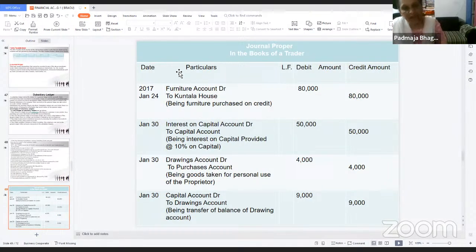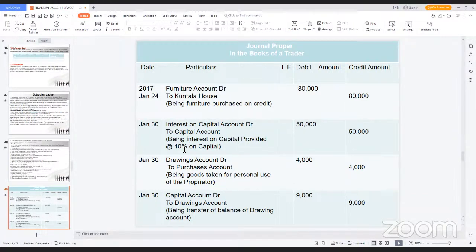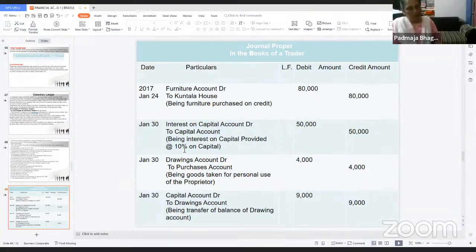See the narration I have written here: being interest on capital provided at 10% on capital. What is the meaning of drawing account? A drawing account is where you are using the amount from the business. If you are taking the amount from the business for your personal purpose, I have drawn, means I have taken the money from the business.